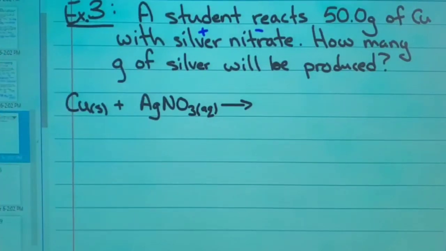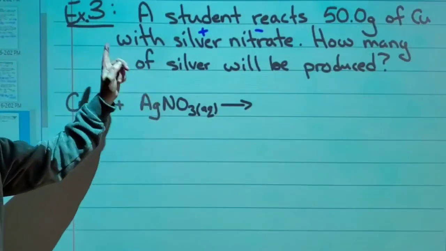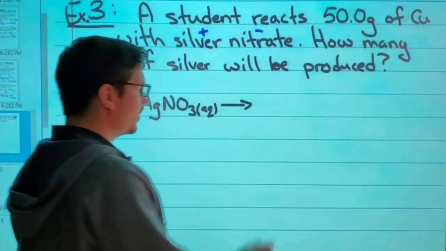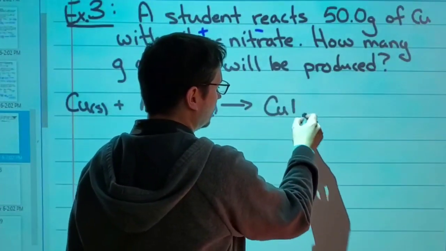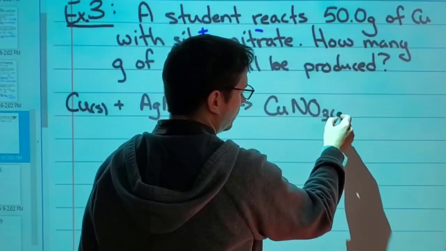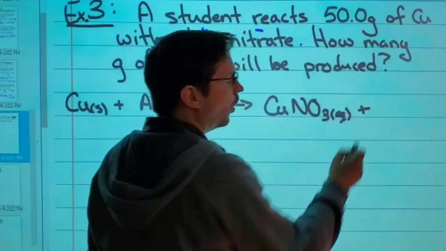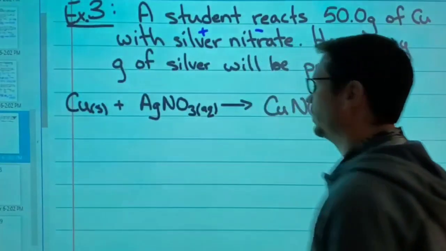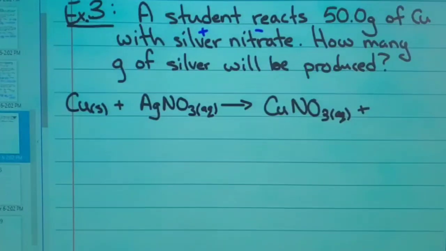And this is a single replacement, so the metal kicks out the metal. We're going to get copper nitrate. Nitrates are always soluble, always, right? So I don't even have to look at that data booklet. And then I'm going to get solid silver as a byproduct.